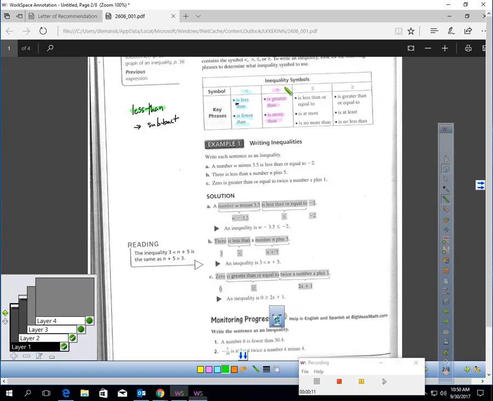This symbol is the greater than symbol. The words "is greater than" or "is more than" would indicate that. Or this is the less than or equal to symbol. "Is less than or equal to," or "is at most," or "is no more than" are the words to represent that. And finally, the greater than or equal to symbol. "Is greater than or equal to," "is at least," and "is no less than" would all be words that describe that symbol.